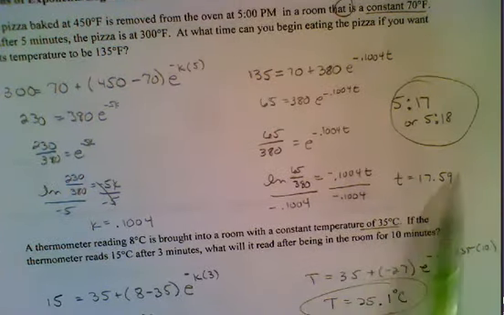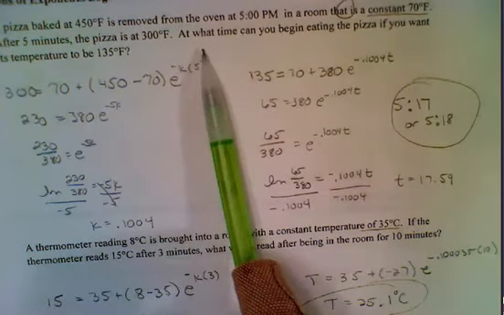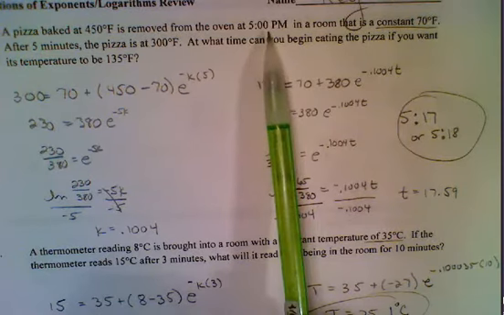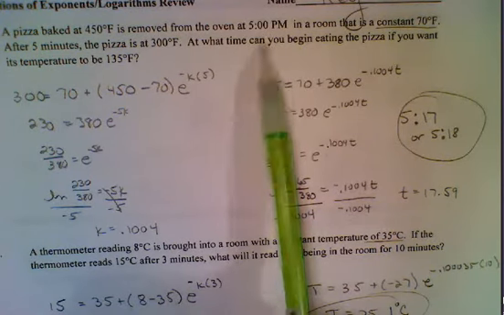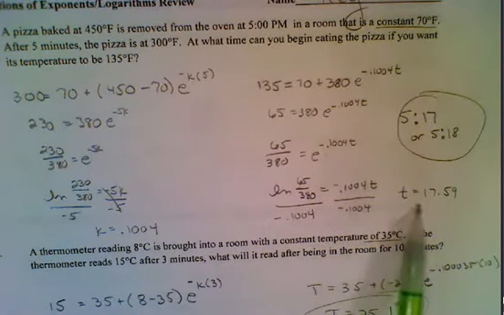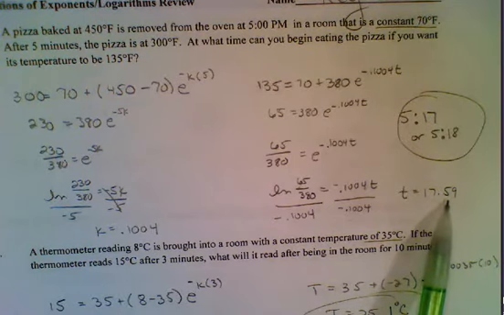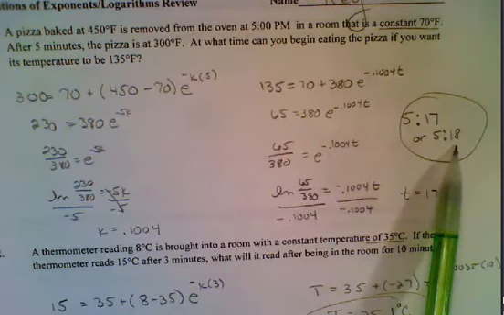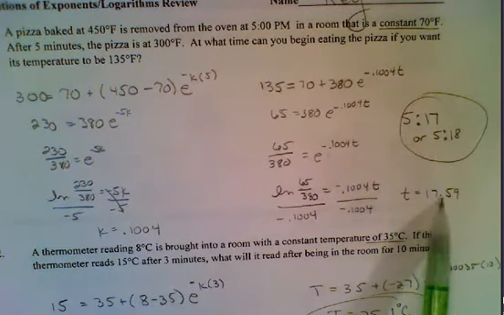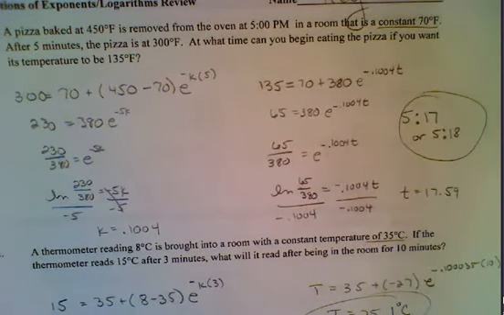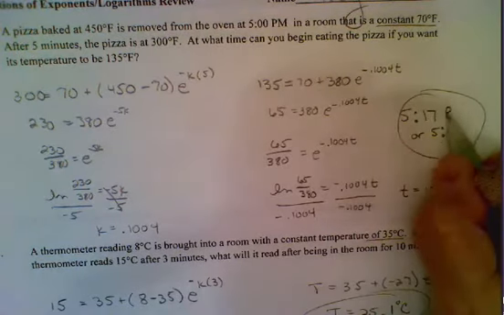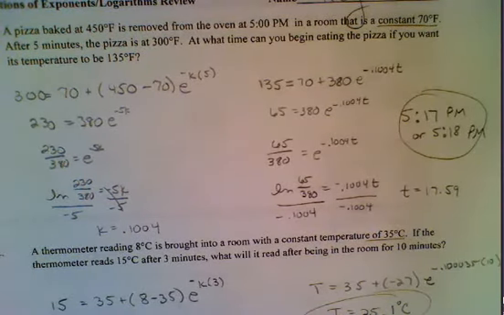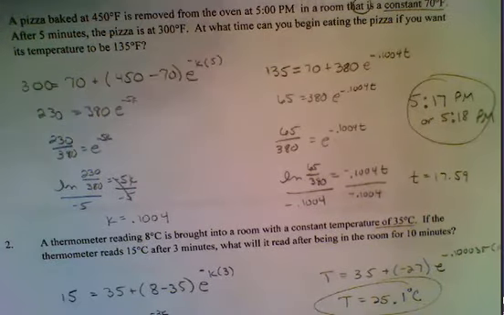Now some of you want to circle your answer there, but make sure you answer the question. At what time? It came out of the oven at 5 o'clock. So at what time? Well, that was 17 or 18 minutes later. So I would accept either 5:17 or 5:18 for an answer. If you want to round that up to 18 minutes and say it's 5:18, probably also should put PM there, whichever answer you had. Okay, so be careful you answer the question.